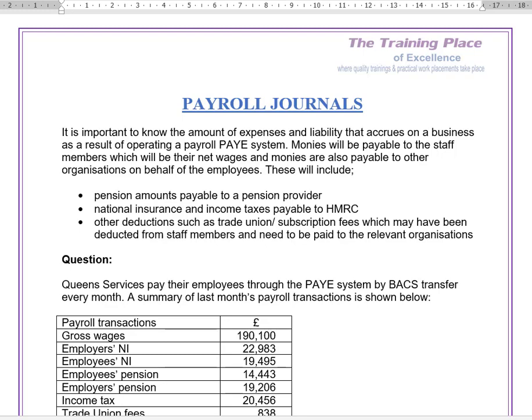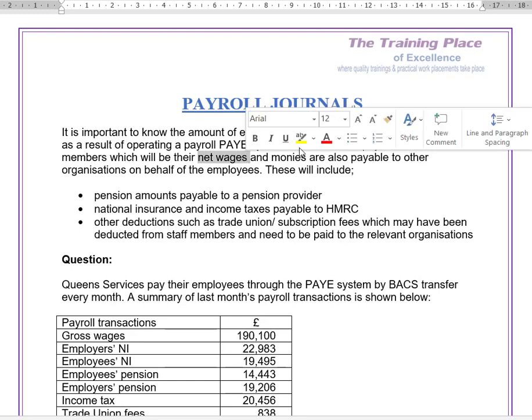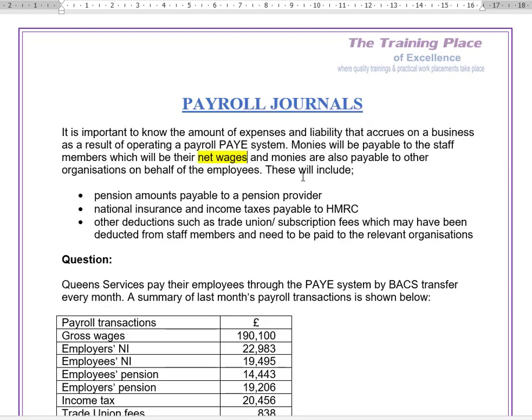Liabilities will be what you owe to the employees and what you owe to the outside bodies. And what you owe to the employees will be their net wages. Net wages will be owed to the employees, and we call it net wages. That is to say, you will have your gross wage, and from that gross wage you're paying the staff member, you have to deduct national insurance, you have to deduct income tax, you also have to deduct employees' pension.